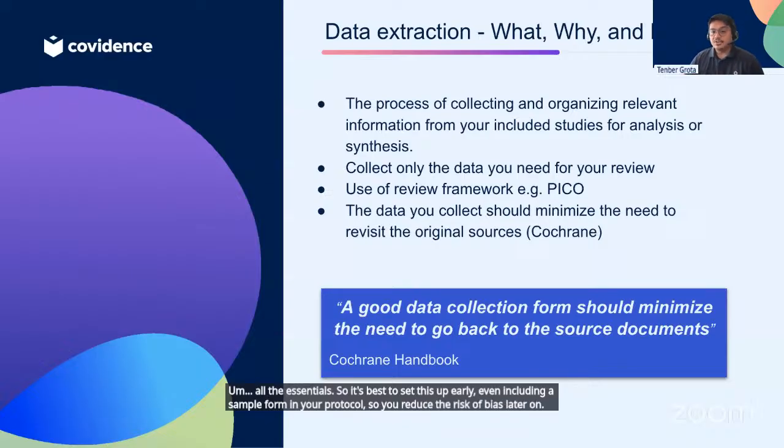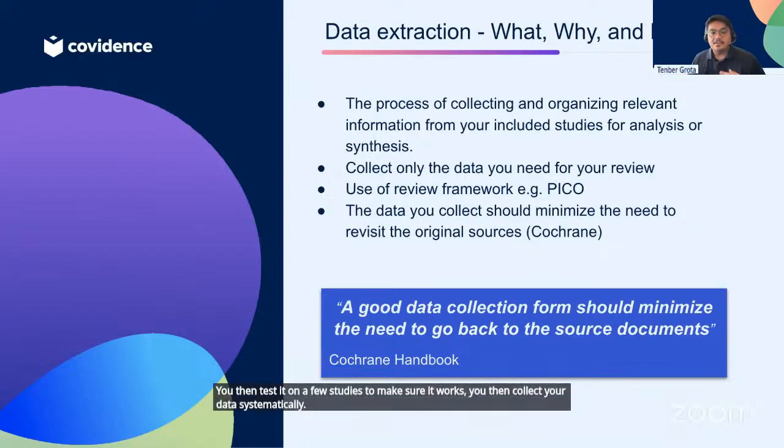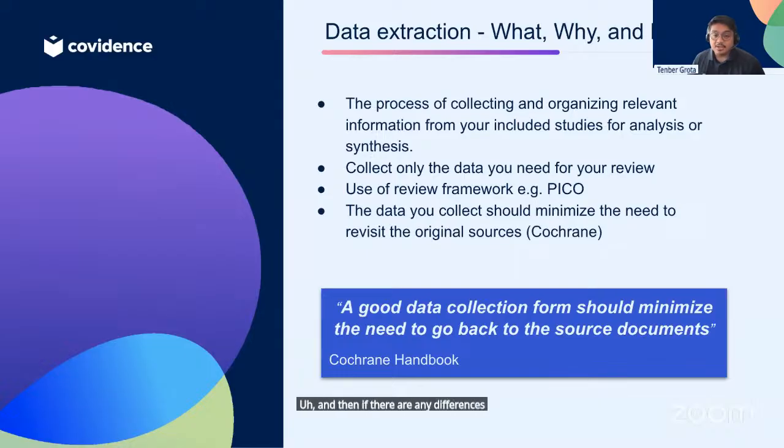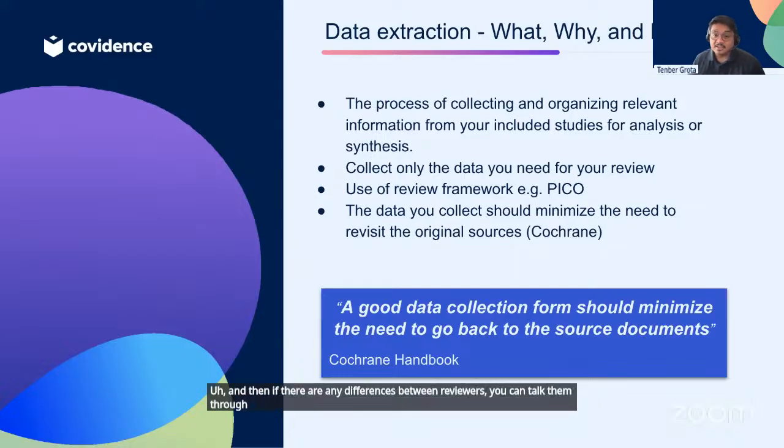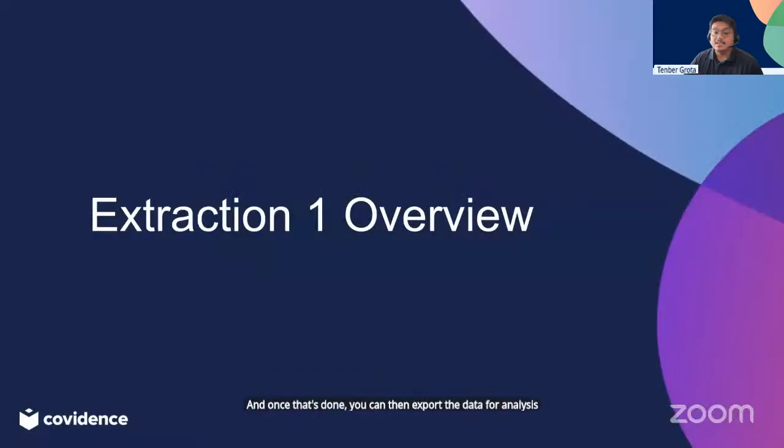So how do you do it? So you start with a clear template based on your protocol. You then test it on a few studies to make sure it works. You then collect your data systematically. And then if there are any differences between reviewers, you can talk them through, resolve any conflicts, and agree on the final version. And once that's done, you can then export the data for analysis or synthesis.